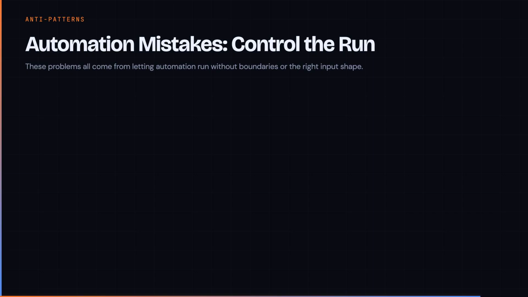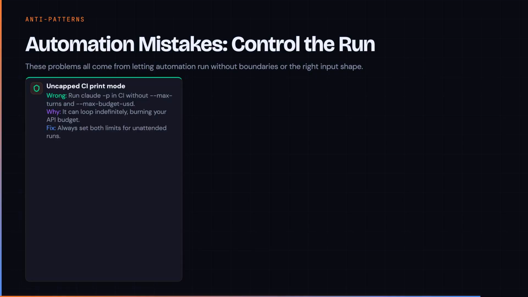When a background job gets too much freedom, cost and safety drift fast. The next 3 warnings are about putting rails around unattended work before anything starts. First, never run claude -p in CI without max turns and max budget USD. An unattended command can loop indefinitely and burn API budget. The fix is simple. Set both limits every time a job runs without a person watching it.